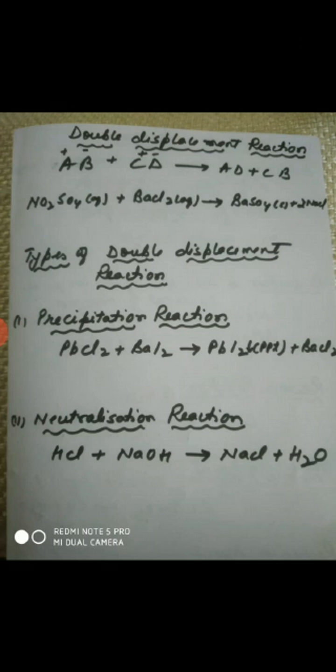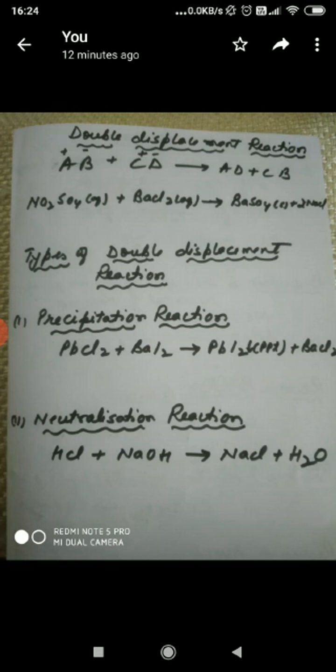Precipitate, already we have discussed in the beginning of the chapter what a precipitate is. It is an insoluble solid that emerges from a liquid solution. So what is a precipitation reaction? When during a double displacement reaction a precipitate is formed, it is known as precipitation reaction, or the reaction in which two compounds mutually react and lead to the formation of an insoluble solid substance called precipitate.